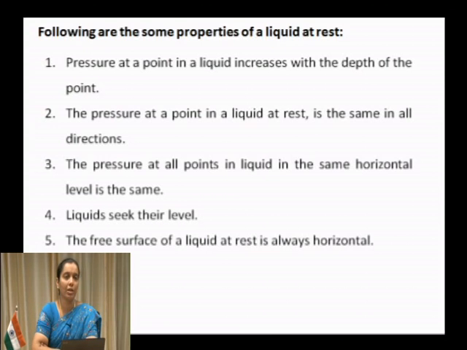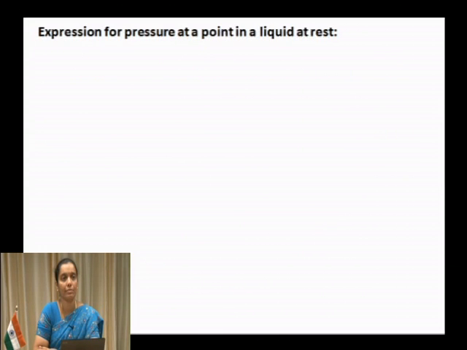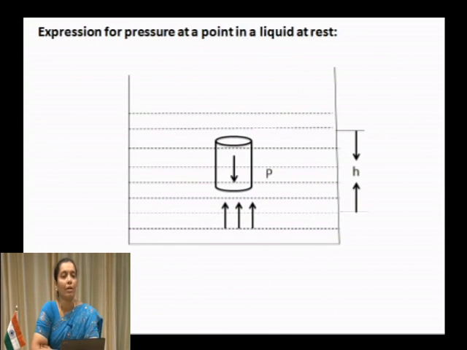Secondly, the pressure at a point in a liquid at rest is the same in all directions. So, if we take a point P at any point inside a liquid, it will exert the same amount of pressure in all directions, all 360 degrees, upper and downward pressure will be the same. So, in all 360 degrees directions, the pressure exerted at a point P inside the liquid will be the same.